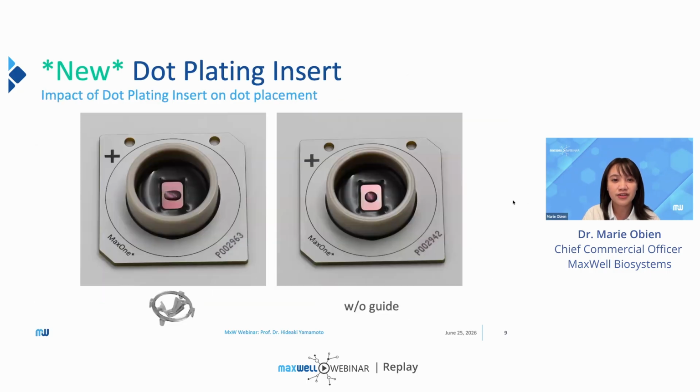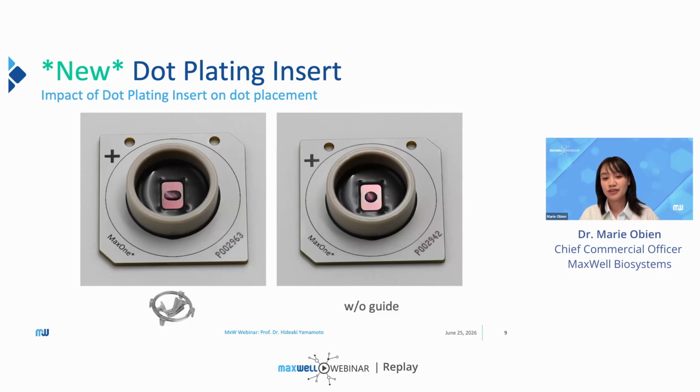So here you can see how the dot placement looks like for the one with the device and for the one without the device. Of course, also for without the device, there's a risk that while you're moving your well plate or your chip, that this dot can also move around when you're coming from the hood to the incubator. So if you're interested, please contact us, and it's already available now.